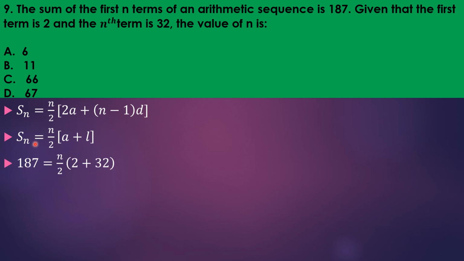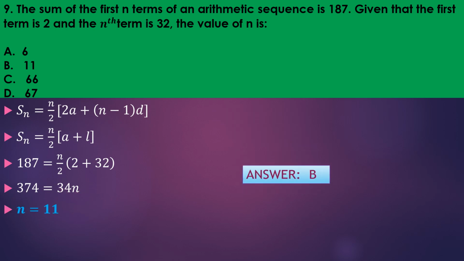So the sum of the first n terms is actually 187. So how do I get that sum? It's n over 2 into a, the first term, which they're giving you, plus the last term, 32, which is basically the nth term, right? So you realize that we can just simplify and then get n to be 11. So our answer is B.